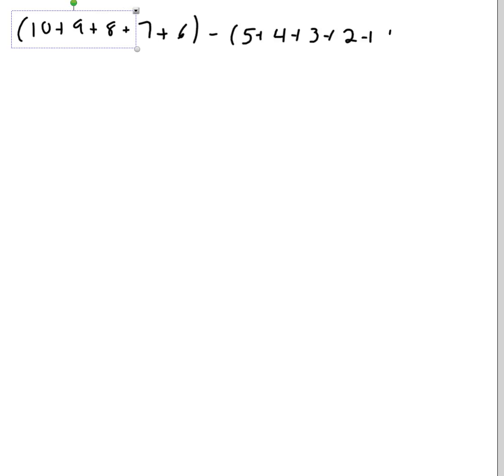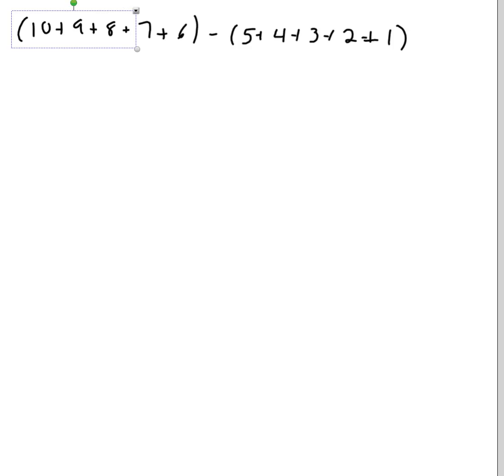So question 1 on the Olympiad, there's two different ways that you can approach it. It was the one that was, 10 plus 9 plus 8 plus 7 plus 6 minus 5 plus 4 plus 3 plus 2 plus 1. So when you're approaching this question, there's two different ways you could do it.